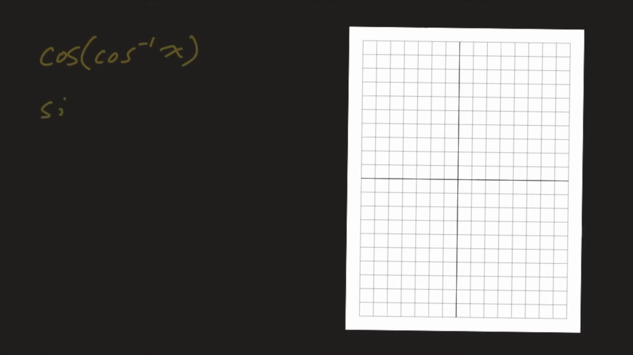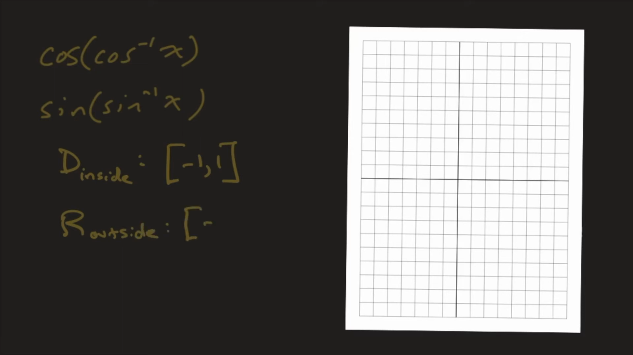Okay, now we're ready to look at cosine of cosine inverse of x and sine of sine inverse of x. What will these compositions give us? So let's look at the domain of the inside function. The domain of sine inverse and cosine inverse is the same. In both cases, it's negative 1 to 1, inclusive. What about the range of the outside functions? The range of sine and cosine is the same, again negative 1 to 1. That means the composition is going to yield this little tiny portion of y equals x, just on the interval from negative 1 to 1.